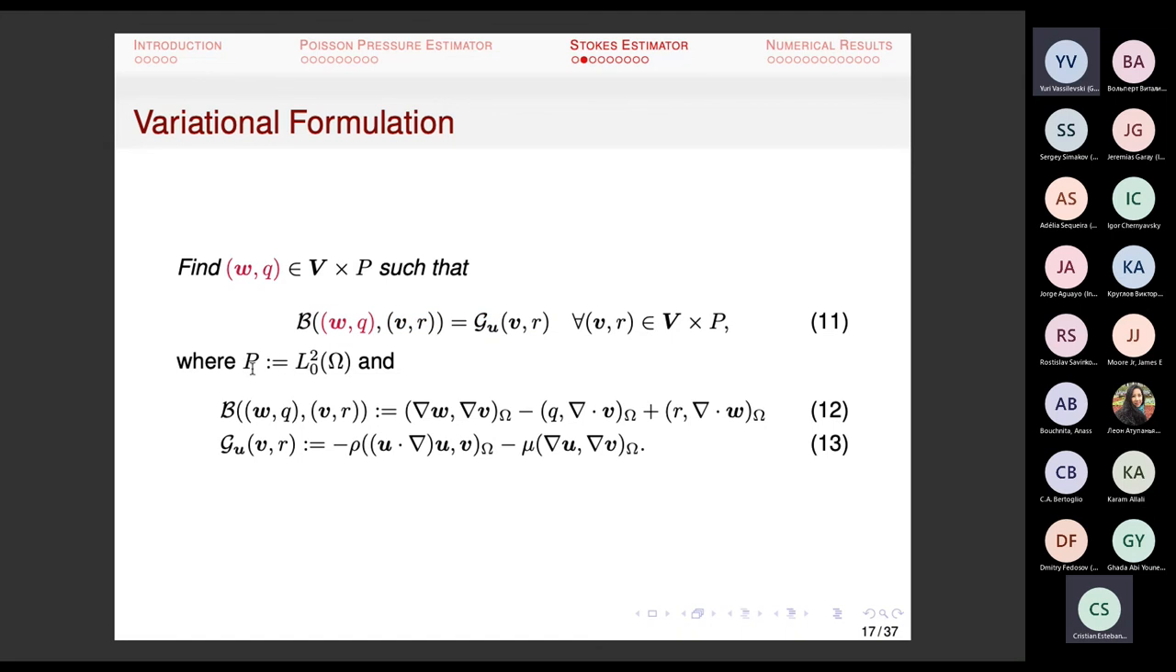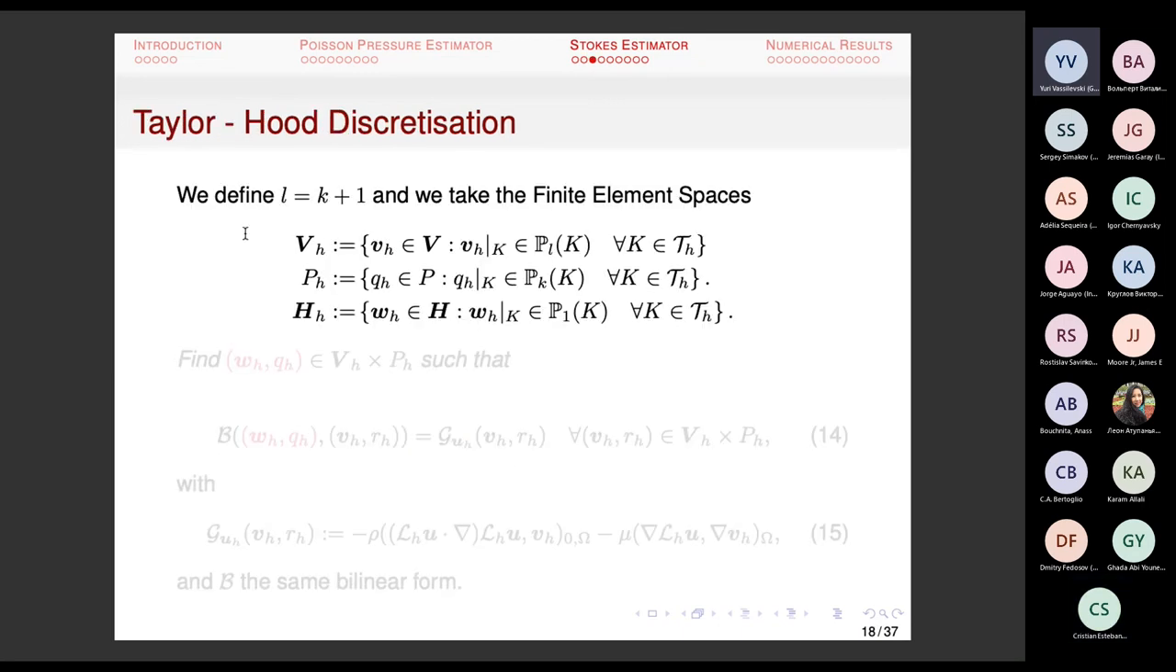P in this case corresponds to the space L^2_0, and the formulations B and G_u correspond to the sum of terms that you can see in equations 12 and 13.